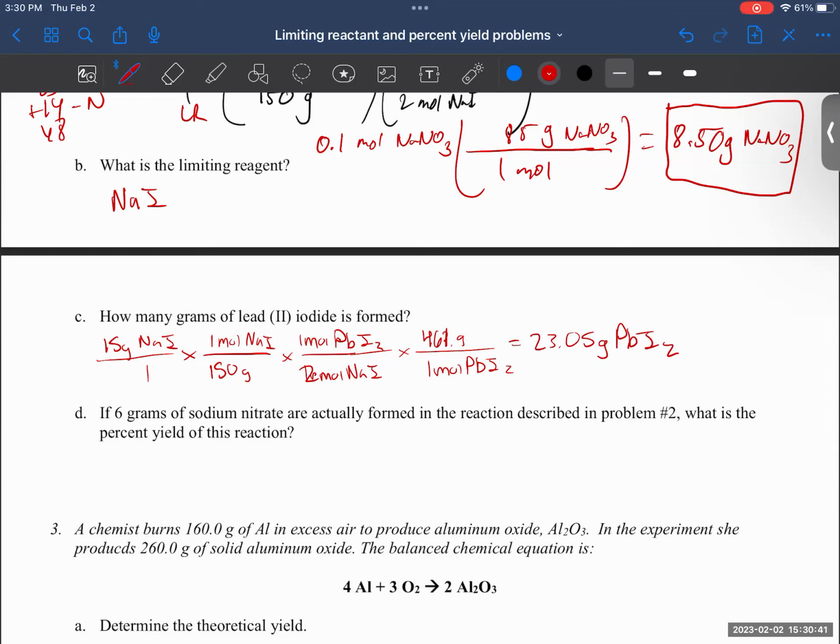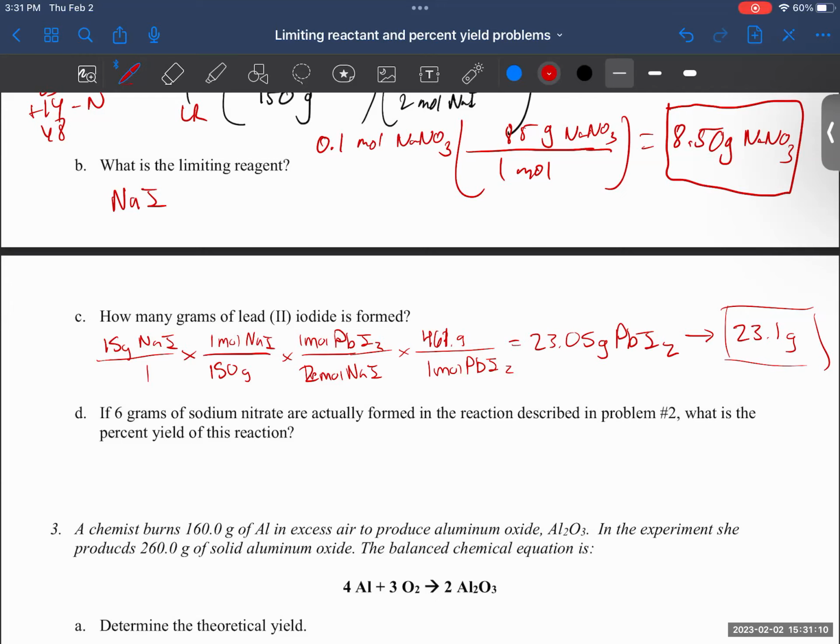Just as someone mentioned in class and earlier, we should have 3 sig figs. Exactly. So 23.1 grams would be our answer. All right.